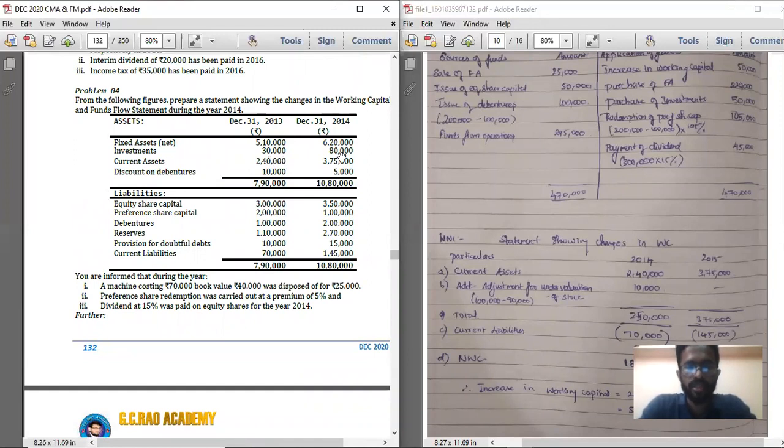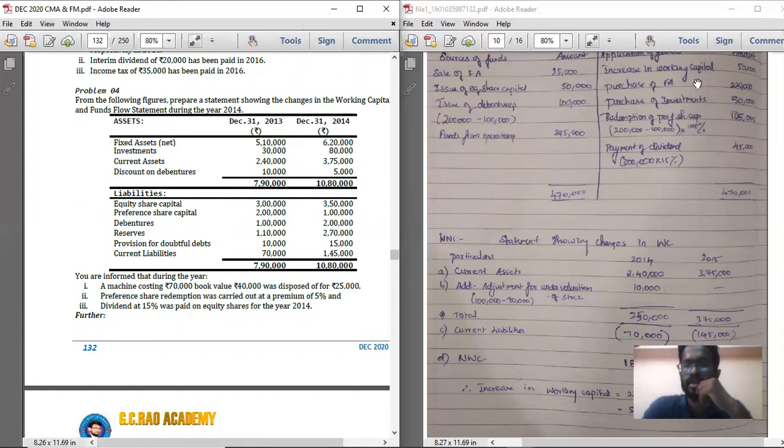Coming to the assets, is there an increase in any investments? Yes, there is some purchase of investments. So on the application side, purchase of investments 50,000. Then equity share capital has an increase of 50,000. So take 50,000 as issue of equity share capital, and for preference share capital we have calculated redemption. Then debentures were 1 lakh, this year 2 lakh. So 1 lakh issue. So issue of debentures, source of funds 1 lakh.